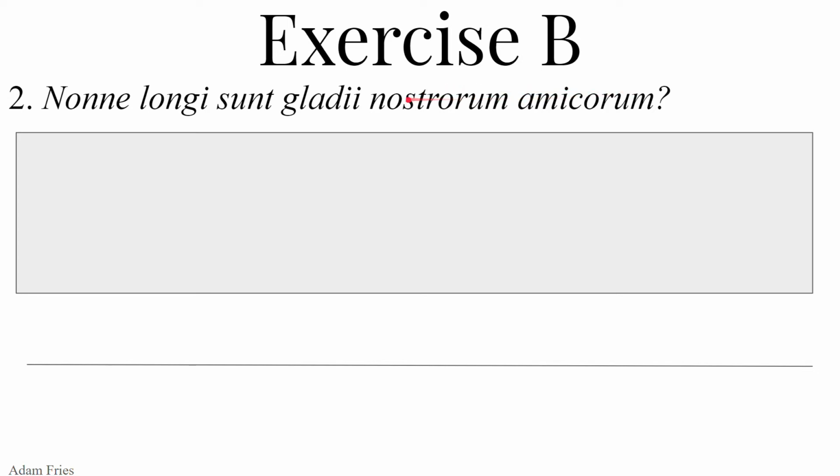Nostrorum amicorum. Genitive, plural, masculine of noster, nostra, nostrum, our, belonging to us. And then amicus, -i, masculine, friend, of our friends, genitive, plural. The swords of our friends are long. That would be the declarative sentence. Here we have an interrogative because of the -ne. It makes it a question with a question mark. Are not the swords of our friends long? Are not long the swords of our friends?